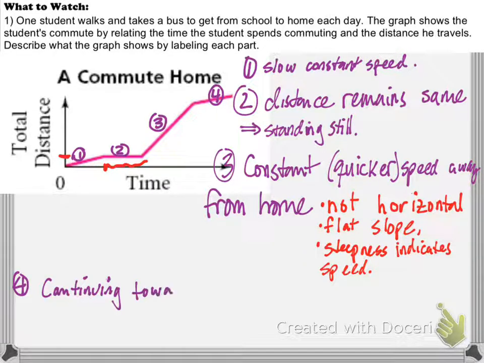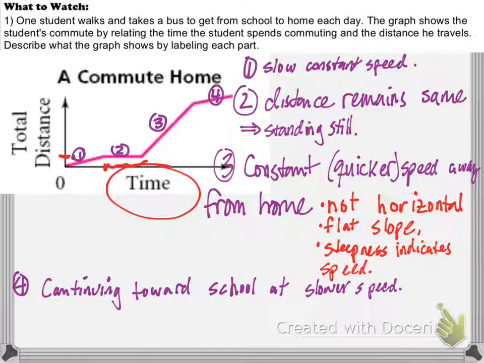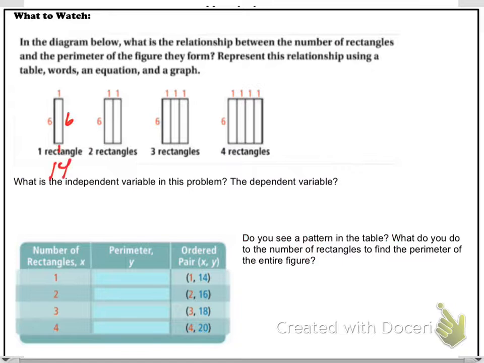And then the fourth part, we're continuing towards school at a slower speed. So maybe the bus has arrived and it's waiting in line and slowly creeping up to the school or whatever. So we're trying to interpret these graphs based on the relationship in change in distance and change in time. The main thing you want to do is relate the two changes.